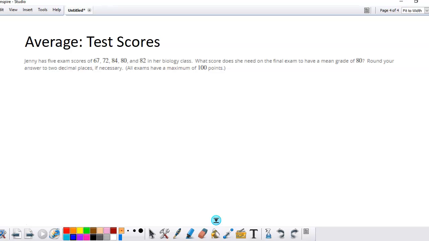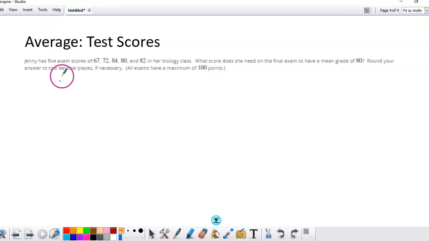Jenny has 5 exam scores of 67, 72, 84, 80, and 82 in her biology class. What score does she need on the final exam to have a mean grade of 80? Remember that mean means average. Round your answer to 2 decimal places if necessary, and all exams are worth 100 points.